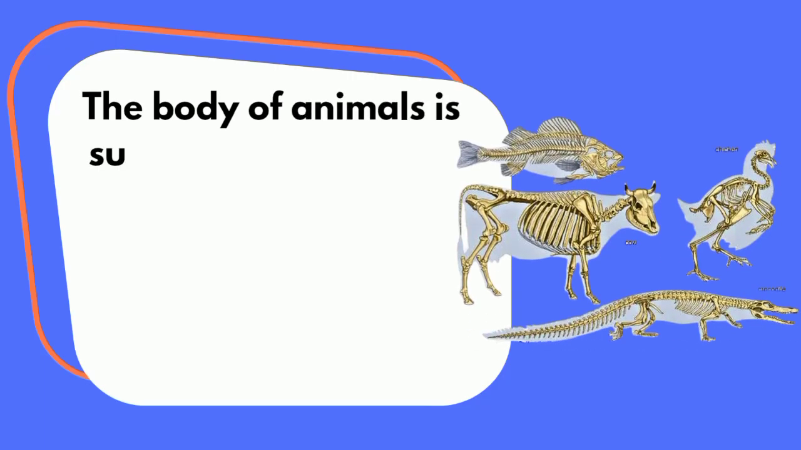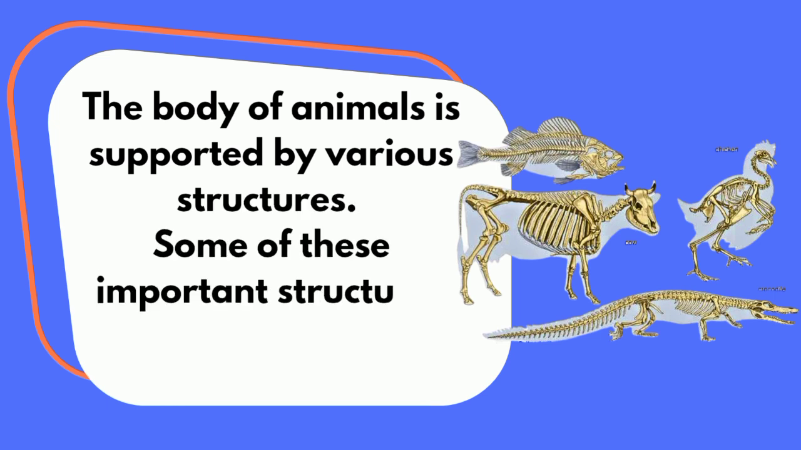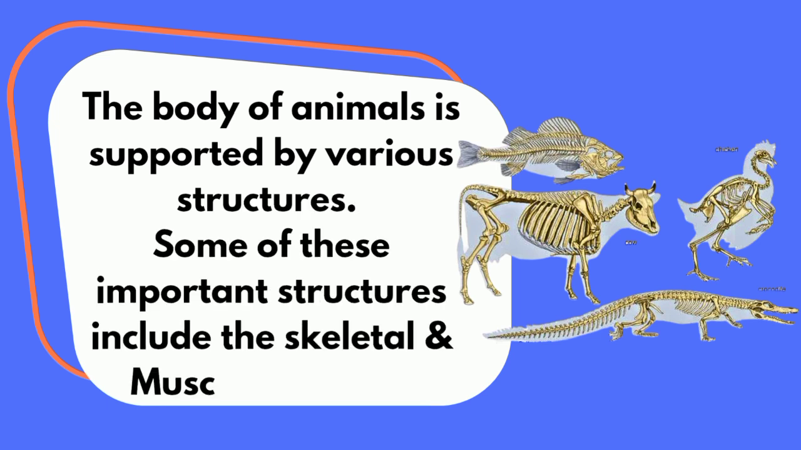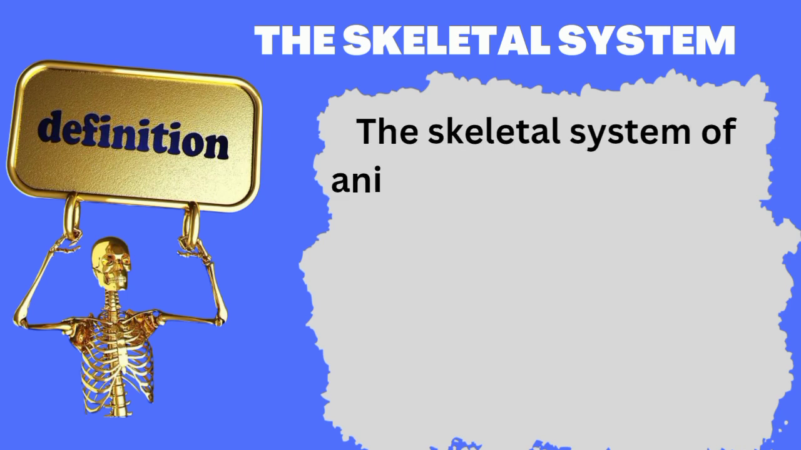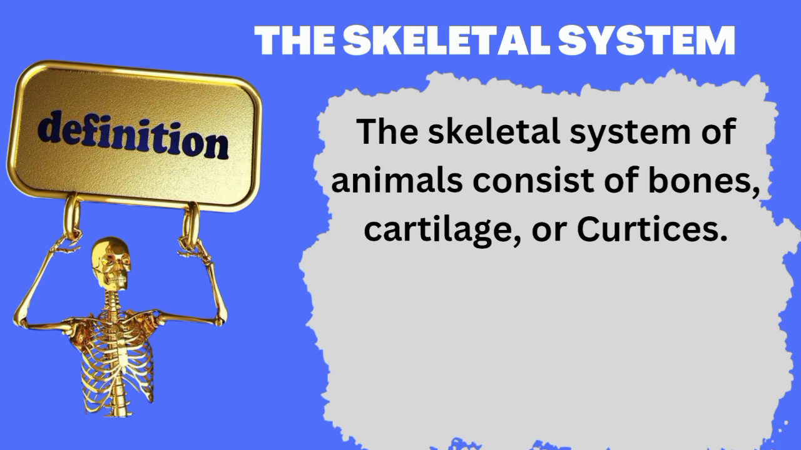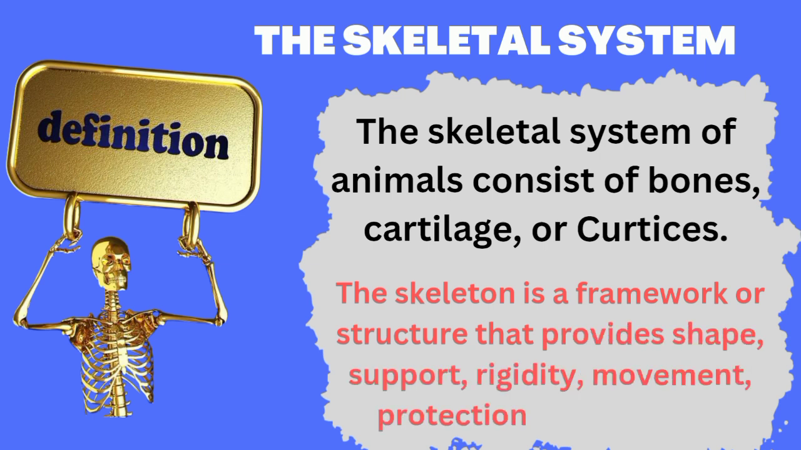The body of animal is supported by various structures. Some of these important structures include the skeletal and the muscular system, and we are going to look at this system in details in this lesson. The skeletal system of animals consists of bones, cartilage, or cuticles. Now, what is the skeleton? The skeleton is a framework or structure that provides shape, support, rigidity, movement, and protection for the body.